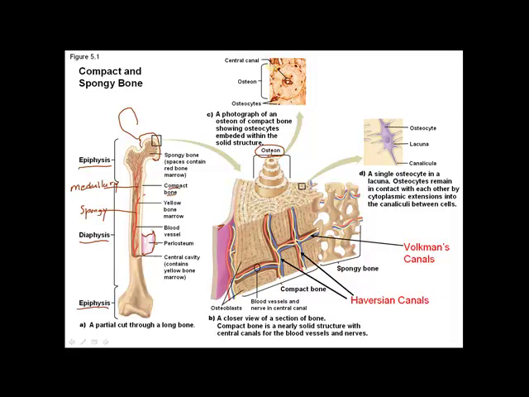This is the central canal of an osteon, and this is the central canal of another osteon. So there are many, many of them.